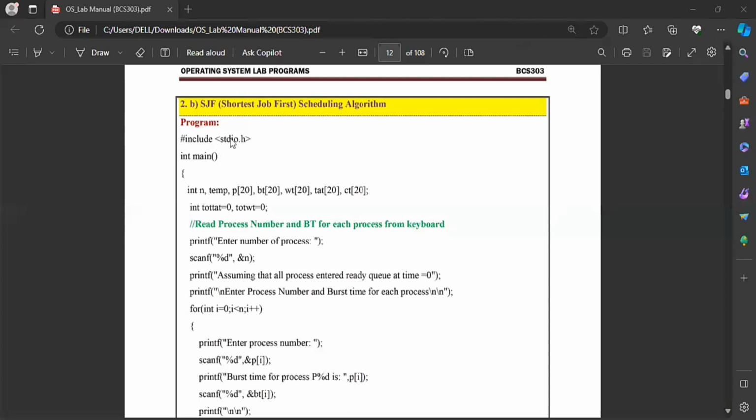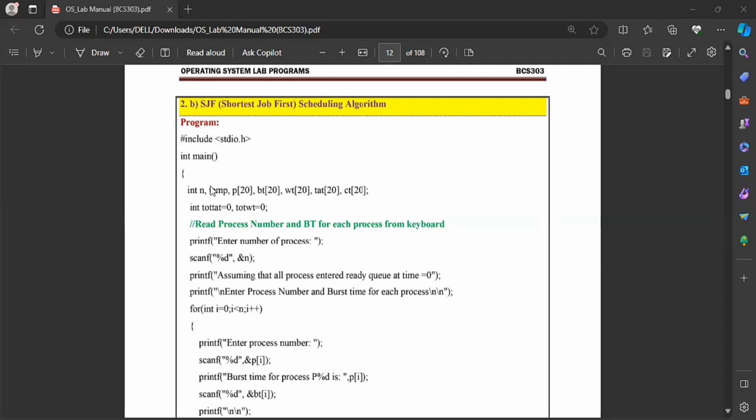This is a program about the shortest job first algorithm. As the name itself suggests, the process which has the shortest burst time will be executed first. Here, #include <stdio.h> is the header file of this program.